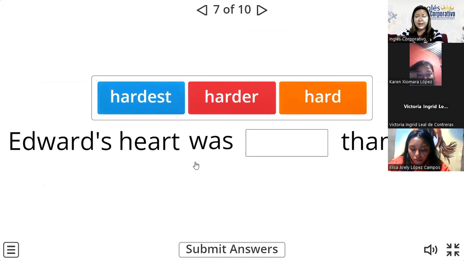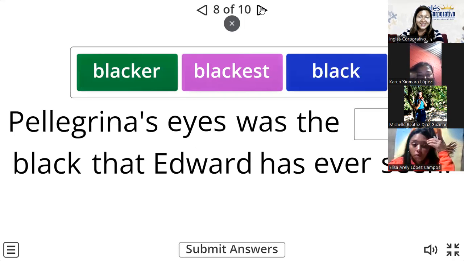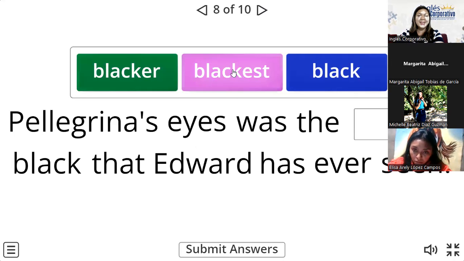Edward's heart was harder, right? We are comparing the heart and the rock. And the heart was harder than the rock. Sounds like a novel or soap opera. Pellegrina's eyes were the blackest black that Edward has ever seen. El negro más negro que Edward pudo haber visto o ha visto.